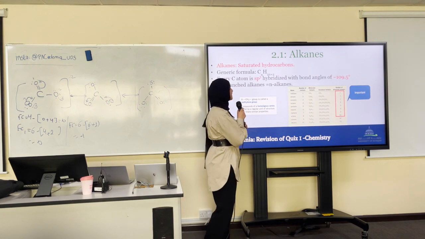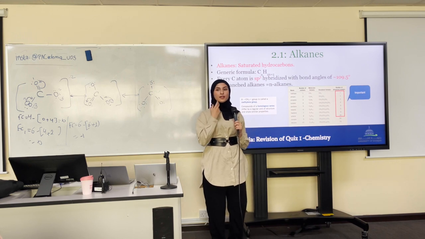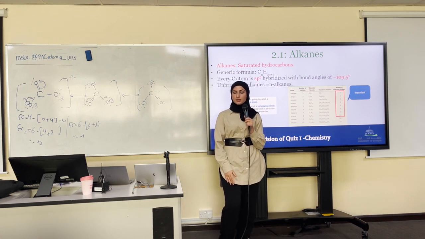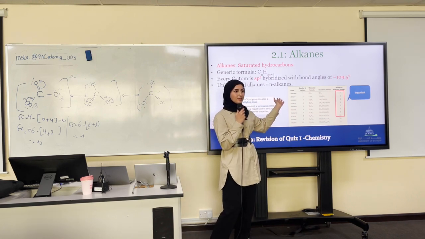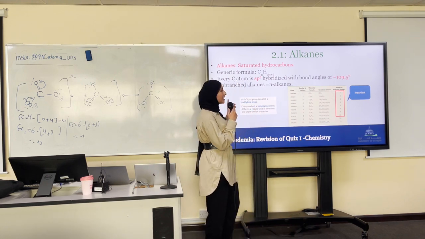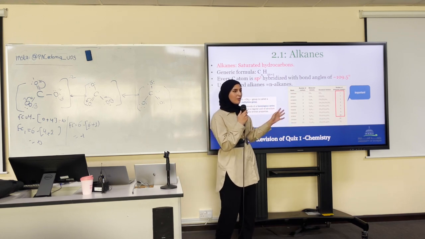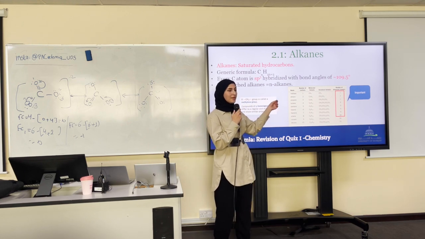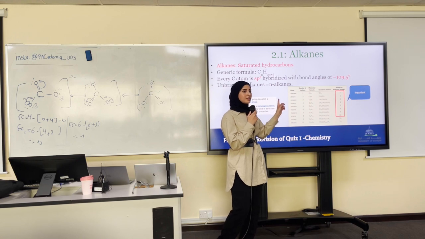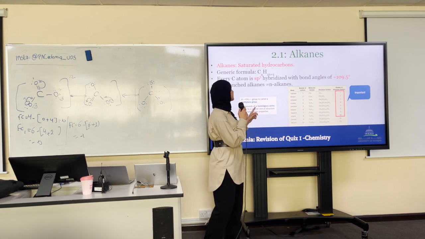Now starting with alkanes. So what is alkanes? Saturated hydrocarbons. Yes, and what do you mean by saturated? All single bonds. And what is the generic formula of alkanes? Do you know? Yes, exactly. And we said that the saturated carbon, which has four single bonds, will form which hybrid? sp3. And what is the shape of the sp3? Tetrahedral. And what is the bond angle of tetrahedral? Yes, exactly.